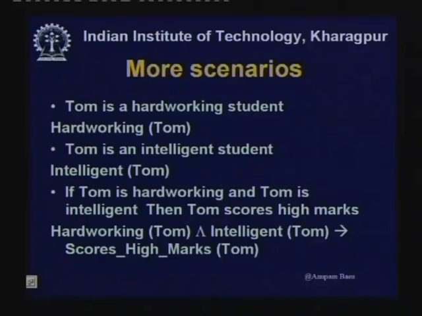Let us see a couple more examples. Tom is a hard-working student. I can certainly write that as hard-working Tom as a proposition. Tom is an intelligent student. I can write down intelligent Tom. If Tom is hard-working and Tom is intelligent, then Tom scores high marks. This is also an implication, and I can write it as hard-working Tom and intelligent Tom implies scores high marks Tom. Fine, no problem up to this.